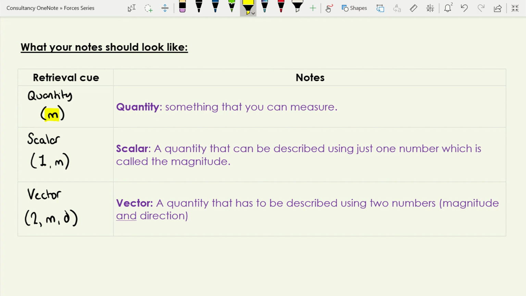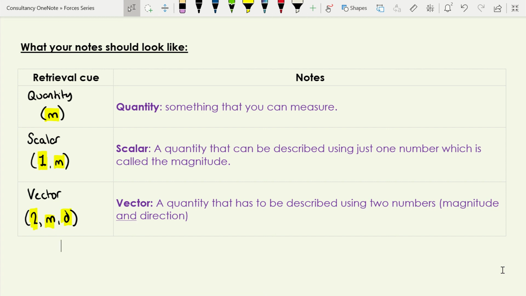We know scalars are described using one number, which is called its magnitude. And we know that vectors require at least two numbers, sometimes we use three for them, which will give you the magnitude and the direction. So essentially what we should be able to do, when you come back to your notes, is cover up the right-hand side, and you can use these cues to retrieve this information from your mind.